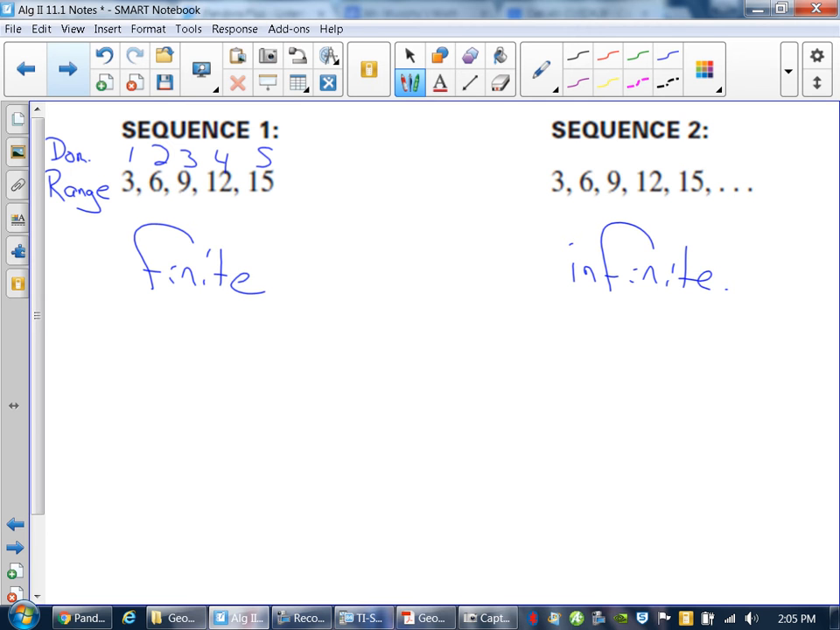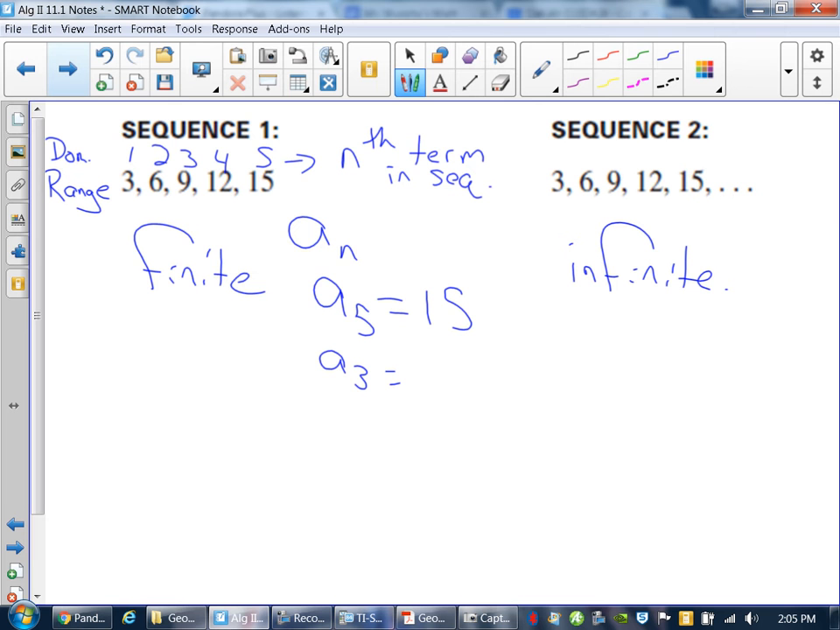So these are called your nth term of the sequence, like the fifth term is 15. The sixth term would be 18. The seventh term would be 21, and so on. The value, that range value, is what we call the A sub n. So the fifth term in this case is 15. The third term is 9. Does that make sense? Yeah.